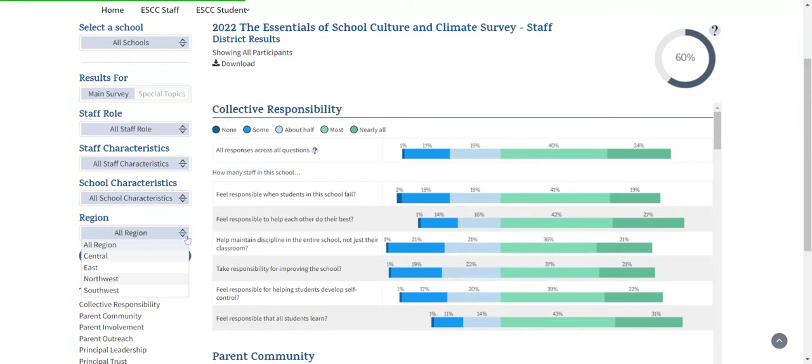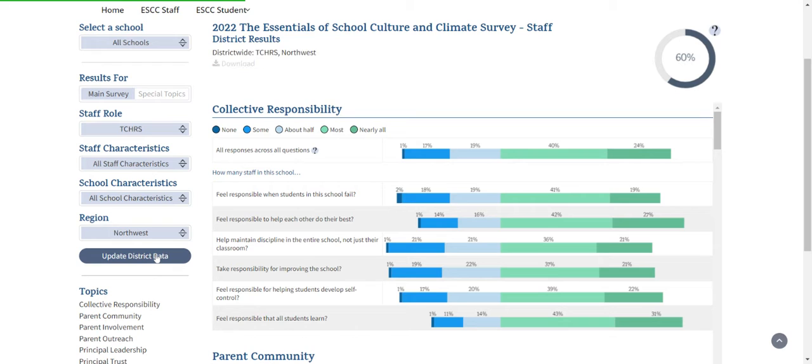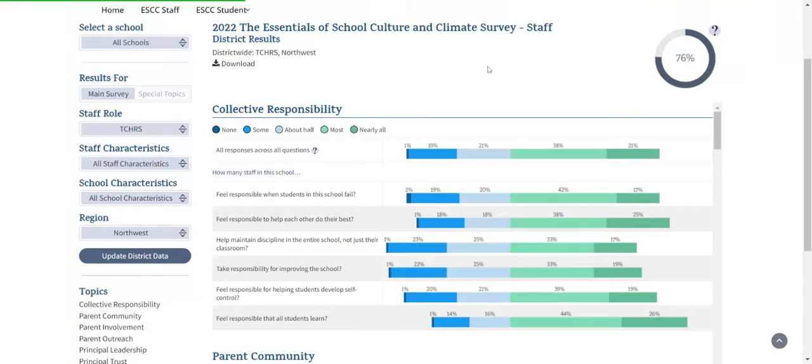You can also look at region. I could say, what about staff in my Northwest region? And you can filter by multiple characteristics. So I could say, what about teachers in the Northwest region? And then when I go update district data, I see here that now my response rate has moved up to 76%. So 76% of teachers in the Northwest region responded to the survey, and the results have also updated.